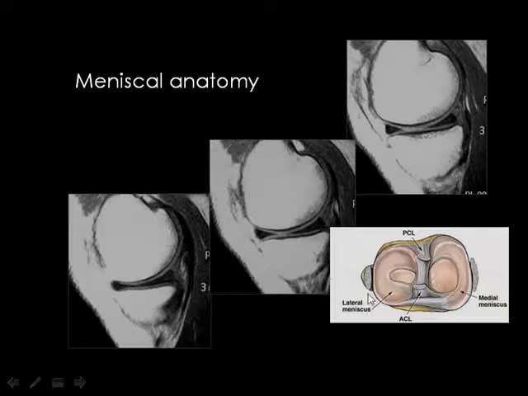Medial meniscus. And this part is the anterior horn, and this is the posterior horn, and this is the meniscal body. Whenever you see that there is no gap, this is the meniscal body.